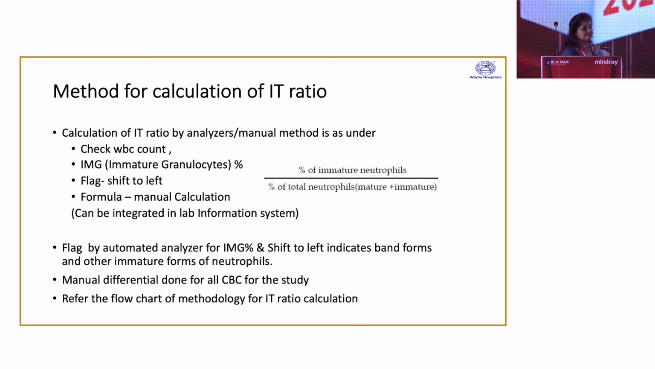The method for the IT ratio, as everyone knows, is the percent of immature neutrophils divided by the percent of total neutrophils, which includes mature plus immature. This formula can be fed easily into the LIS system and results can be given directly for every patient. Flags: we check the flags given by the machine, such as shift to left or IMG percent. Based on that, we can decide on a manual count of the peripheral smear for differential count, and then we calculate manually also.